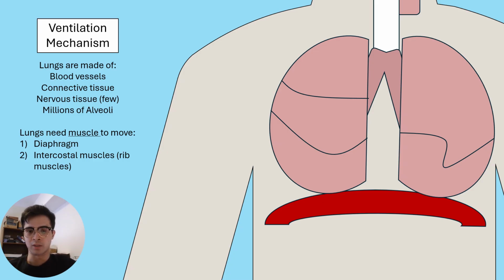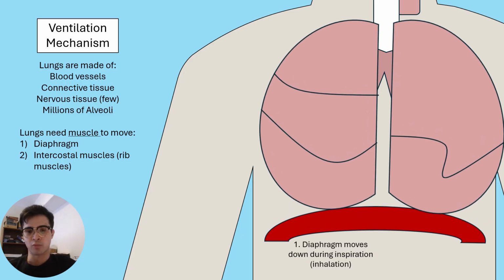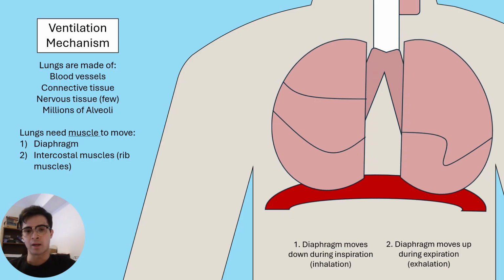So step 1 is inhalation. Your diaphragm moves down, which allows for more space for the lungs, and your lungs expand, taking in oxygen in the air. Also, just so you know, air is 21% oxygen. So if that shows up on the exam, that's just a piece of information to know. And then step 2 is exhalation, when your diaphragm moves up and compresses the lungs to push air out. And then this repeats over and over, and that's how you ventilate.